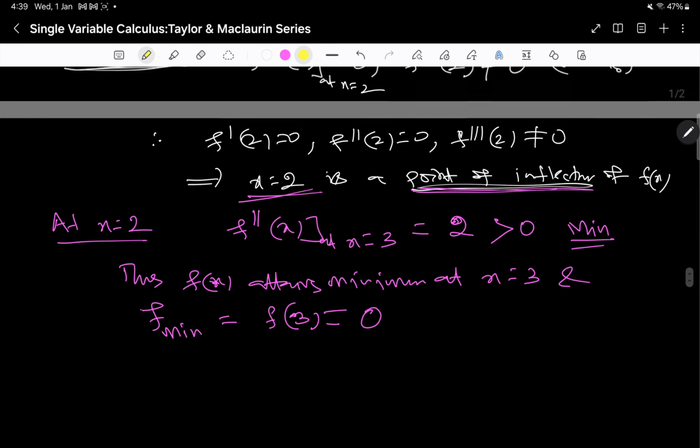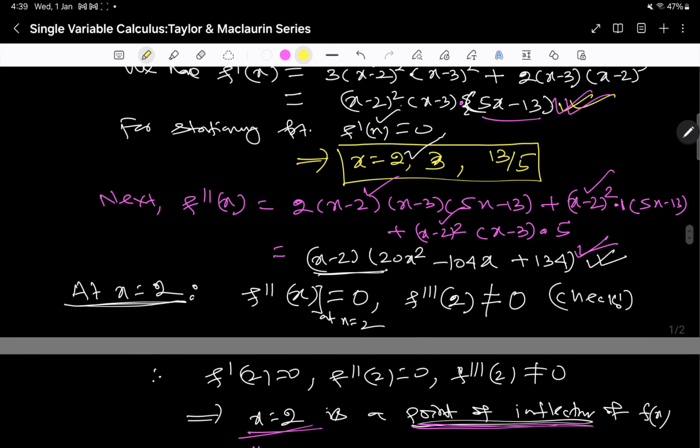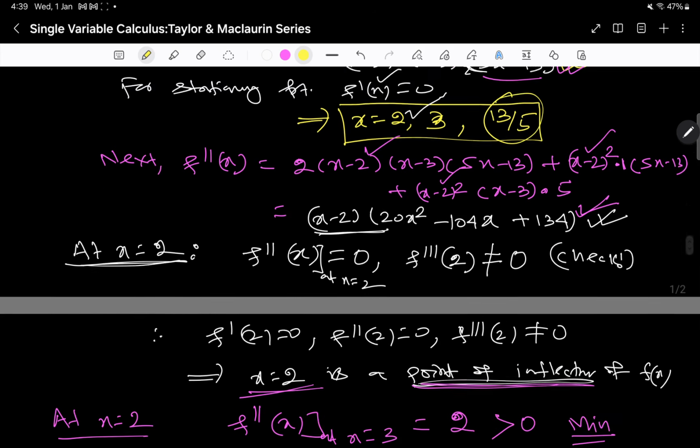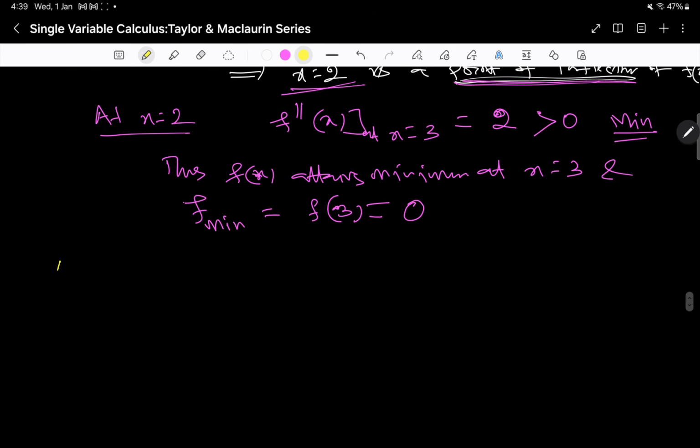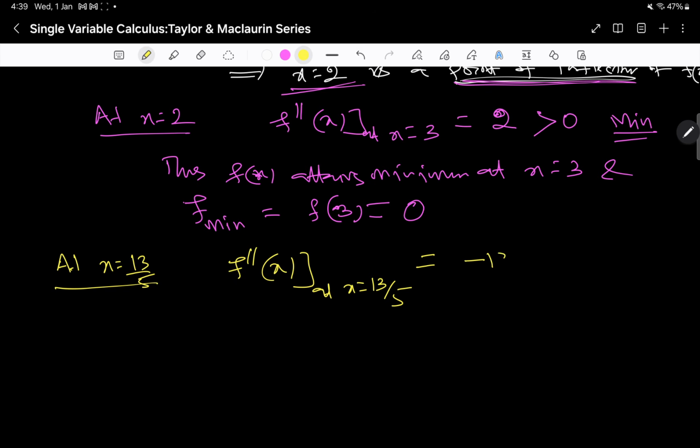Likewise, at the point 13 by 5 we will see the nature of the function. At x is equal to 13 by 5, what will happen to f double dash x? If you simplify it, it is minus 18 by 25, which is negative, which means it leads to a maxima.